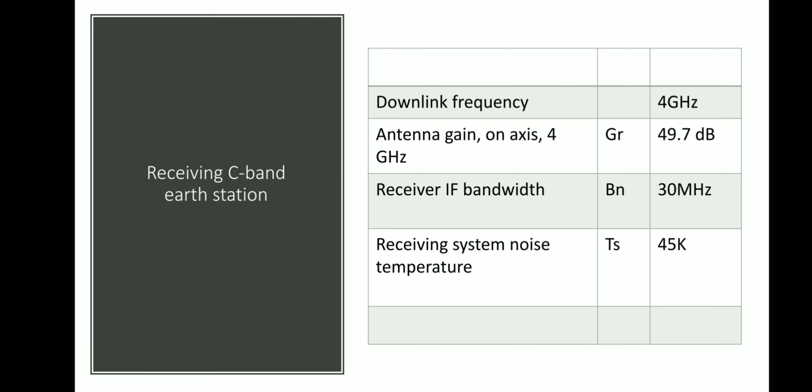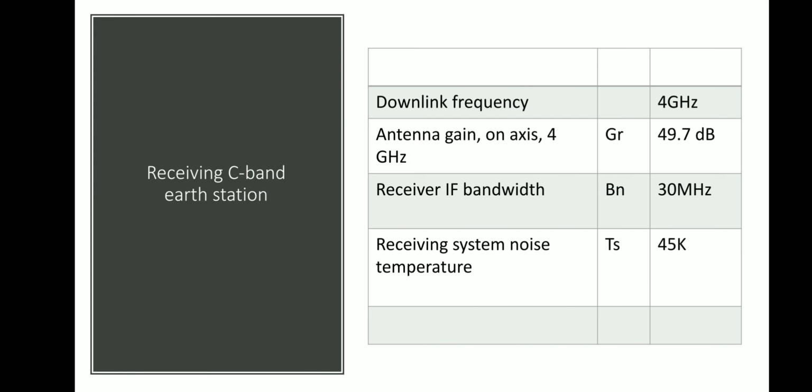In the earth station, we have the receiving downlink frequency, which is 4 gigahertz. The gain of the receiving earth station should be defined at the frequency at which it is actually receiving the signal, which is 4 gigahertz here. So the gain of the receiving antenna here is 49.7 dB. The bandwidth is 30 megahertz. Then we have the receiver IF bandwidth. Then we have the receiving system noise temperature.